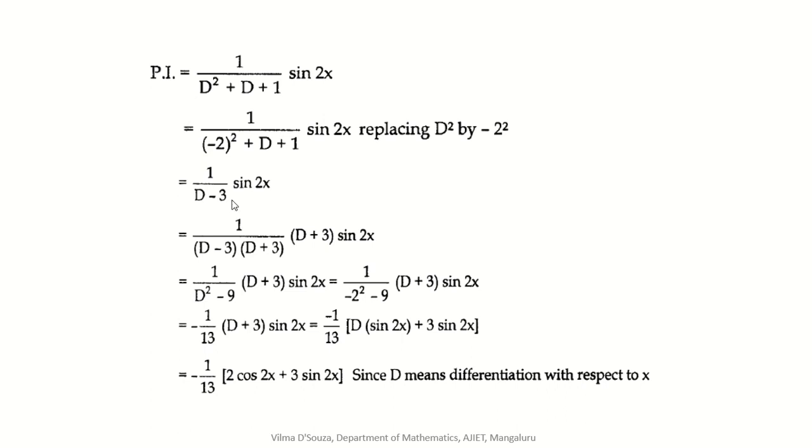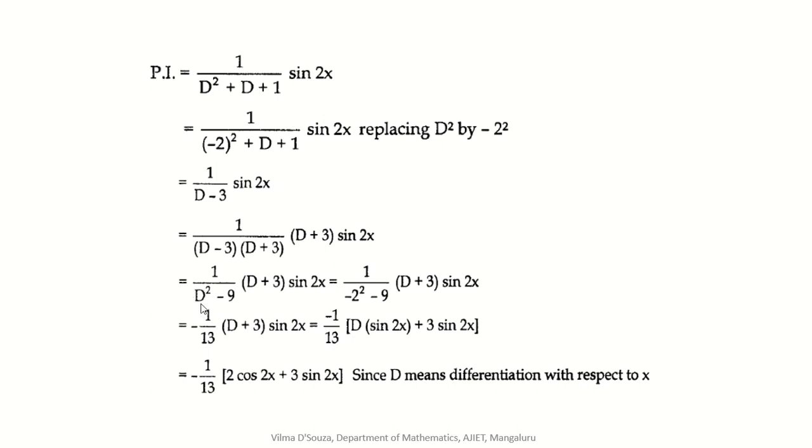So D minus 3, 1 by D minus 3 of sin 2x. Here you don't have a D square term, you have only D minus 3. So as in the previous problem, you can multiply the numerator and denominator by D plus 3. So what do you get? 1 by D square minus 9, this is (a plus b) into (a minus b). So D square minus 9, D plus 3 of sin 2x.